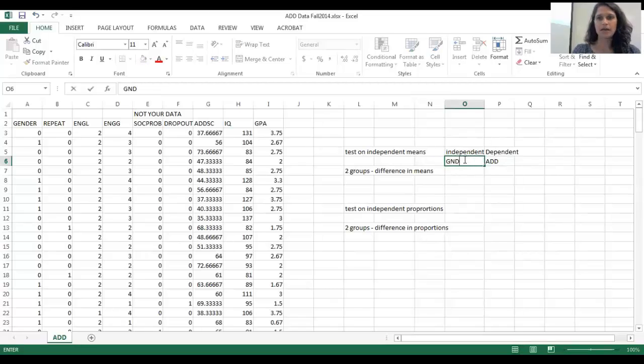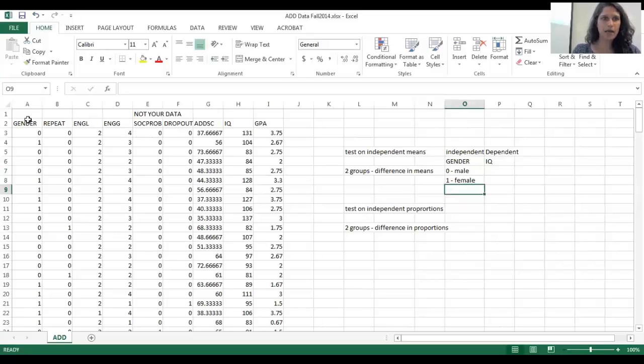I'm going to stick with gender and IQ because first of all, I recommend you don't do it, and second of all, that way this will be slightly different. So for gender, I believe 0 is male and 1 is female.